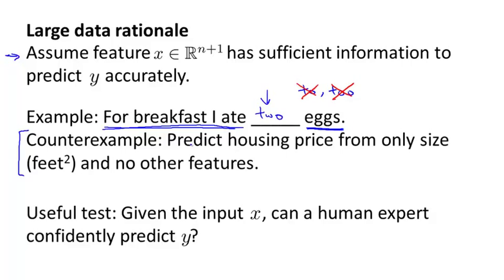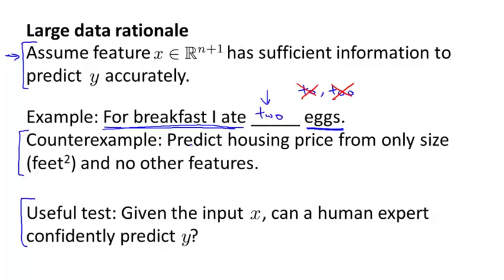One way I often think about testing this assumption is I ask myself: given the input features X, so given the same information available to a learning algorithm, if we were to go to a human expert in this domain, can a human expert confidently predict the value of Y?